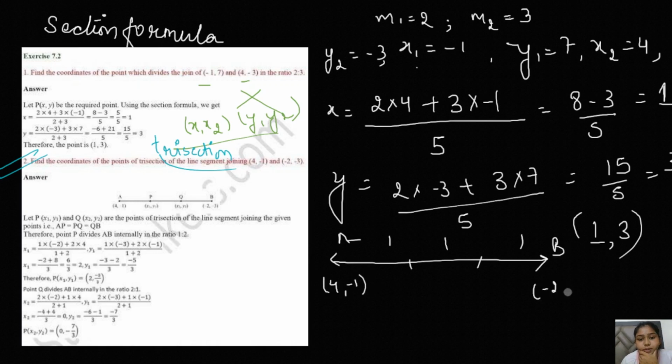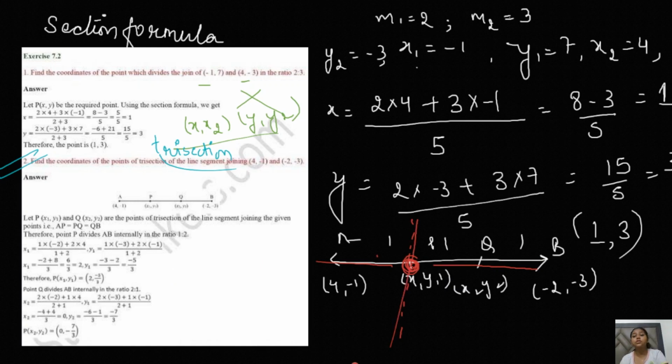Now A and B are the points 4 comma minus 1 and minus 2 comma minus 3, right? So let this point be x1 and y1, and this be x2 and y2. There are 2 points P and Q. Now you have to find the points of trisection. When you consider P, you are just considering this point of intersection, not Q. Suppose this is a continuous line and this is the point at which it intersects. In that particular case, the ratio will be 1:2.